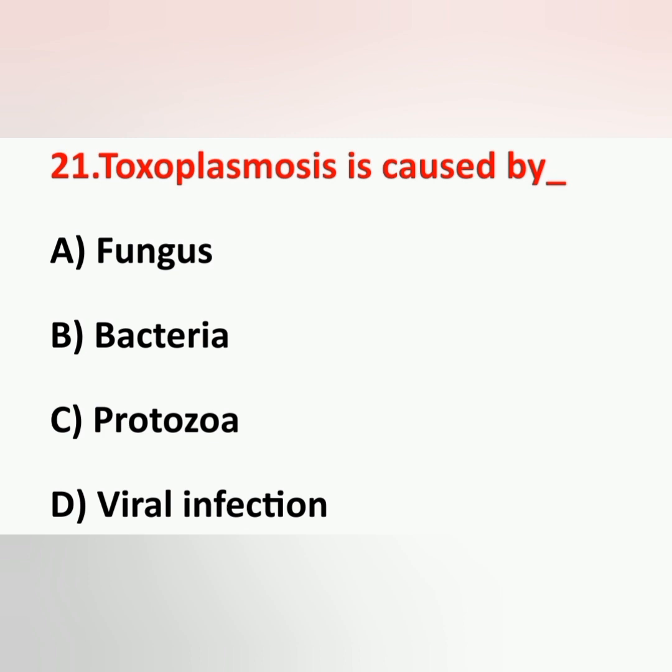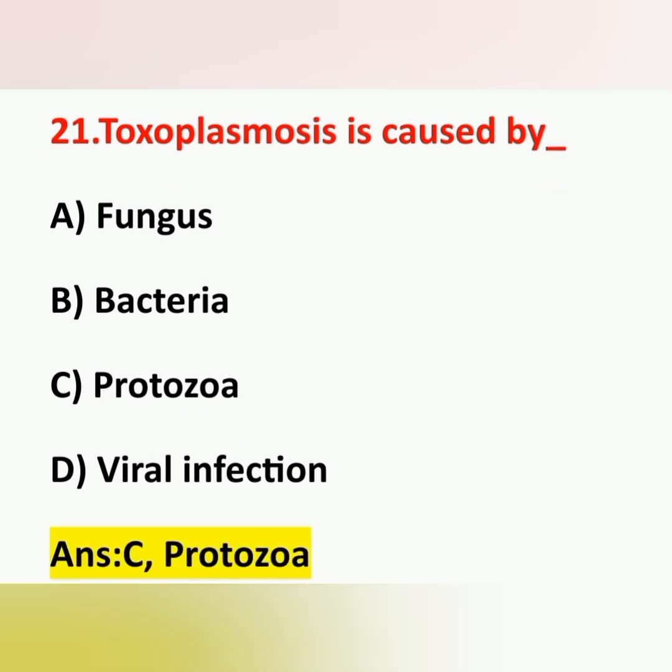Question number 21. Toxoplasmosis is caused by. Options are option A fungus, option B bacteria, option C protozoa, option D it's a viral infection. Correct answer is option C, it's a protozoal infection. Toxoplasmosis is caused by protozoa.